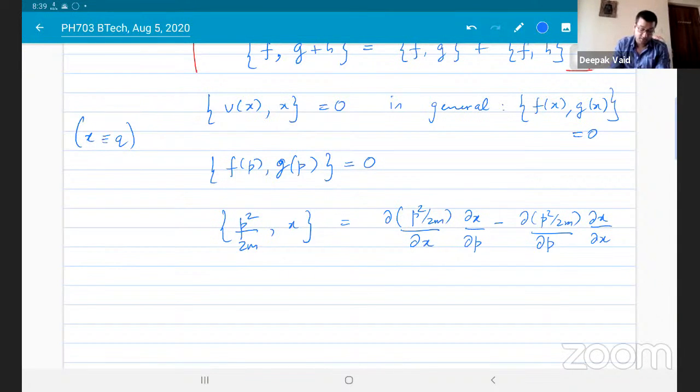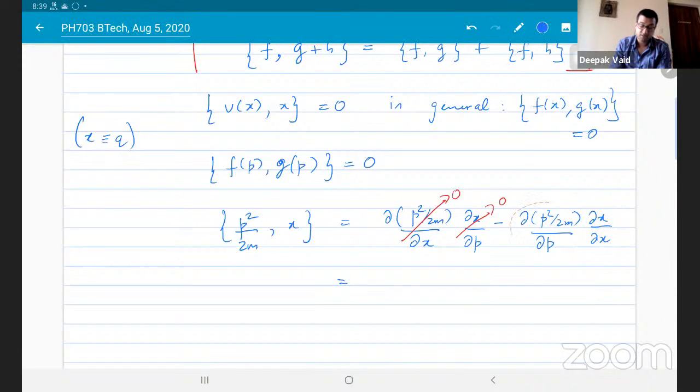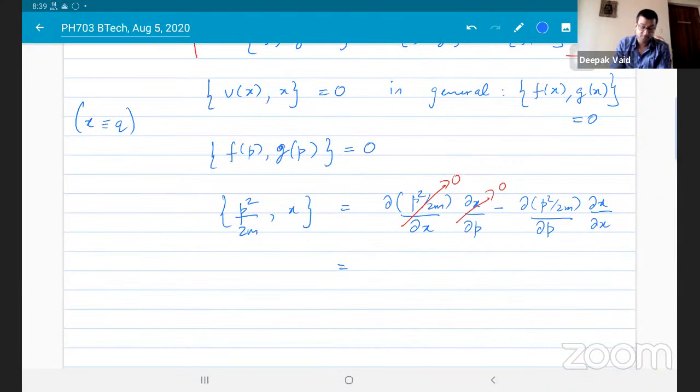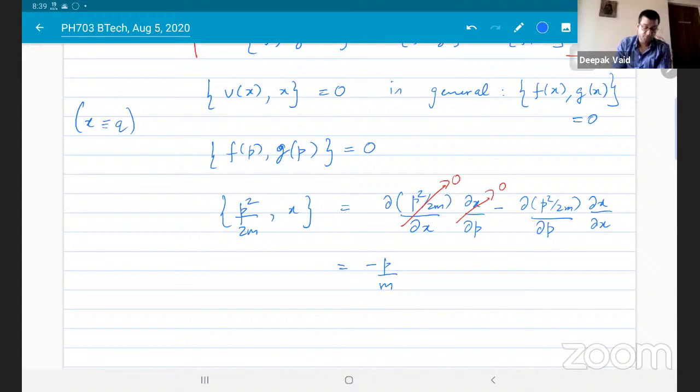So what does this give us? The first term will give us 0, because these derivatives are 0. And the second term, this will be equal to 1, and this term will just give us minus p by m. So we find that p square by 2m comma x is minus p by m. And what about the dx by dt part? Well, this term is obviously 0, because x is not a function of t.